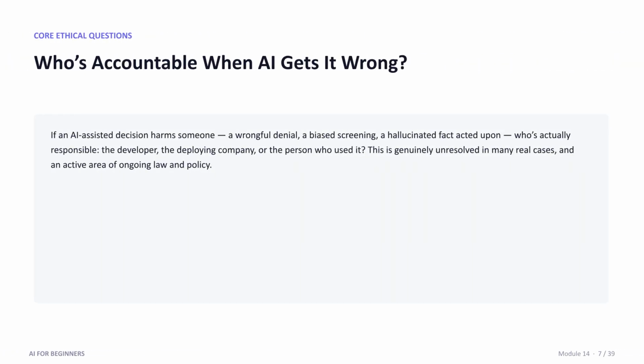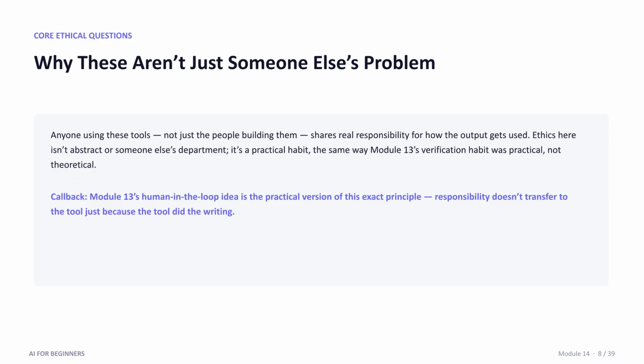Then there is the question of accountability. If an AI system causes harm, it is currently often unclear who is responsible: the developer, the company deploying the tool, or the individual user. This remains an active area of legal and policy development. Finally, remember that these ethical considerations are not just for developers. Anyone using AI tools shares responsibility for their outcomes. Thinking about ethics is a practical habit that should be part of your daily workflow.